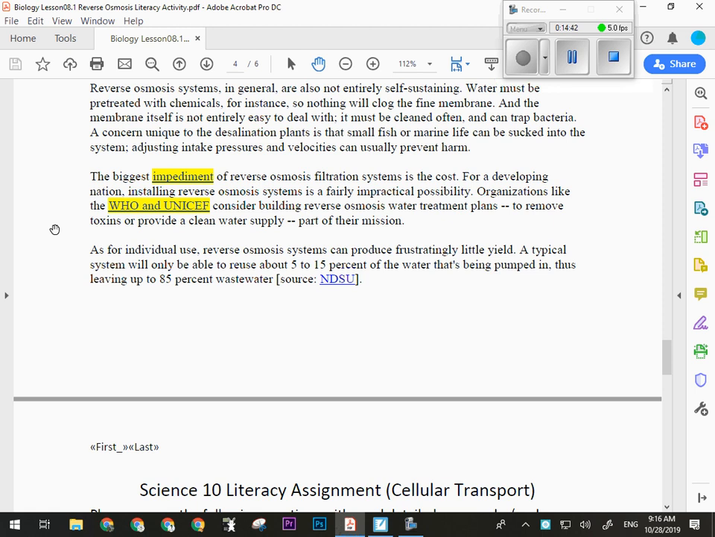Right? UNICEF is the United Nations International Children's Emergency Fund. Okay, so it's a United Nations effort that sends money and resources to places where children might be impoverished or in danger due to natural disaster, political strife, and things like that. Is it 50 to 60 bars of pressure, like a lot of pressure? That's a fair amount of pressure, yeah. Not enough to obviously tear the membrane, but enough that you're forcing water through. Okay. It's not going to go through on its own.